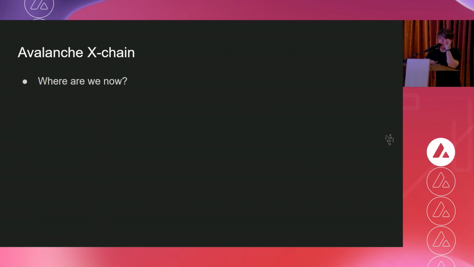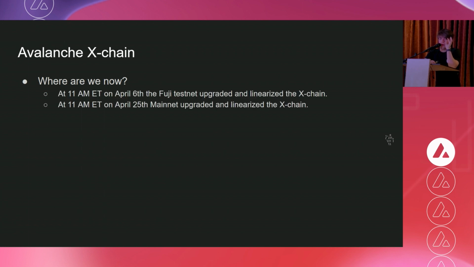Yeah. So now I want to talk a little bit on where the X chain is now. On both Fuji and mainnet, we've already activated the linearization. So that means that this process worked. Nice. And essentially the X chain was able to accept its linearization vertex, which gave the network a part of a global accepted state, such that we could actually safely transition into Snowman consensus.